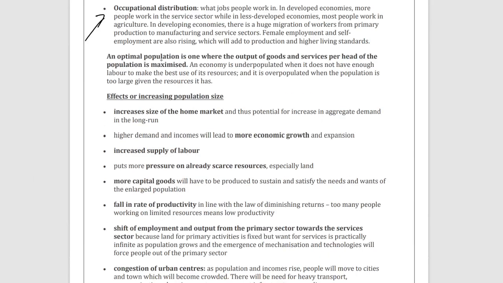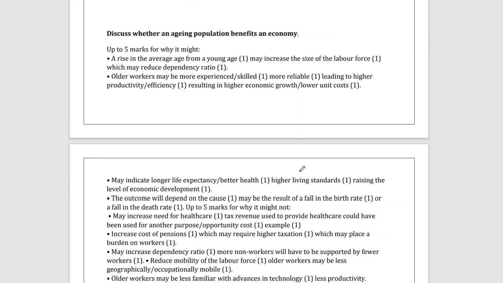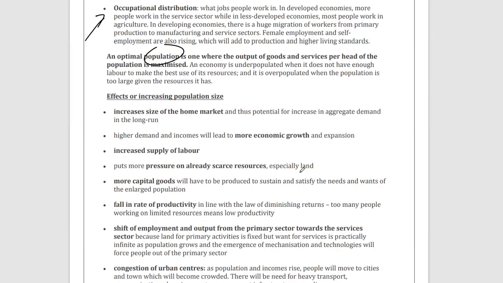When we're talking about an optimal population, this is when the output of goods and services per head of the population is maximized. This is what we call optimal population.